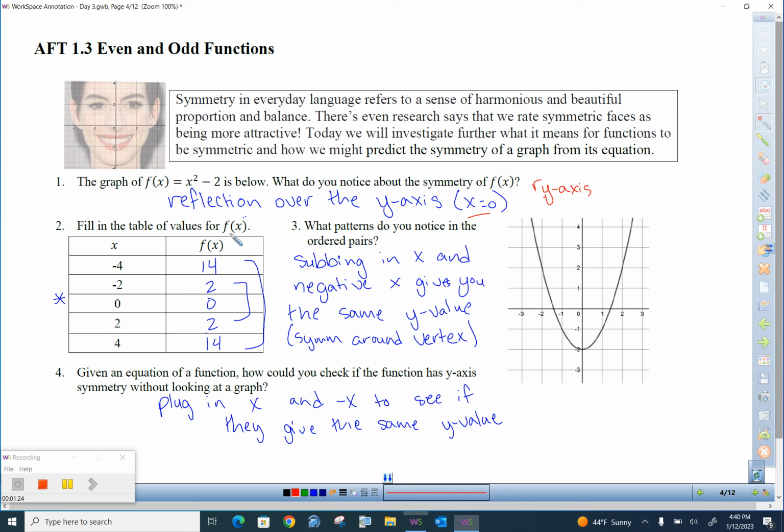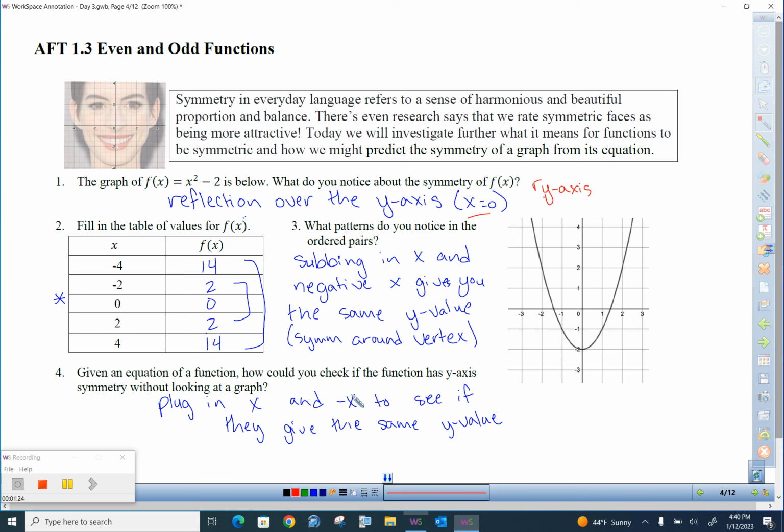If we are talking about the table, there was some symmetry. On either side of the vertex, we saw the same value. Essentially, plugging in a positive x value and a negative x value are going to give you the same y value. That's one method: to look at the function's equation and talk about whether we would see it. So we could use a table or just plug in a couple values, maybe 2 and -2, 3 and -3, and see if they give you the same y value.